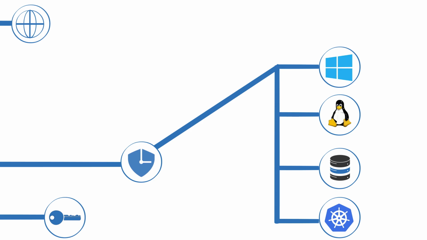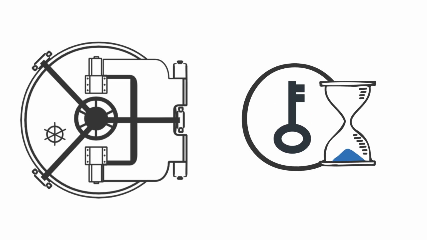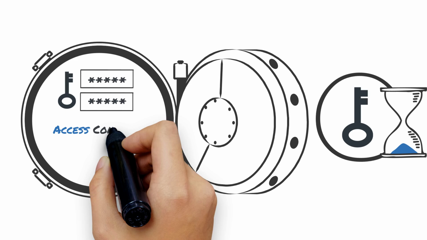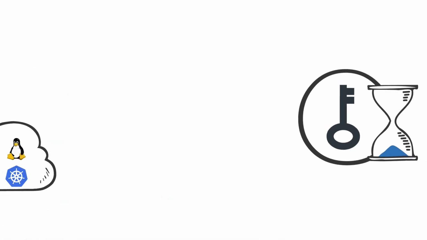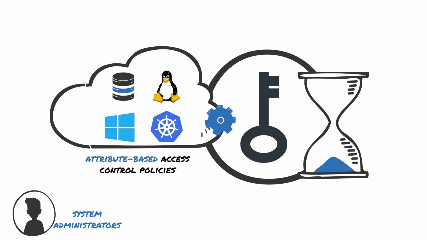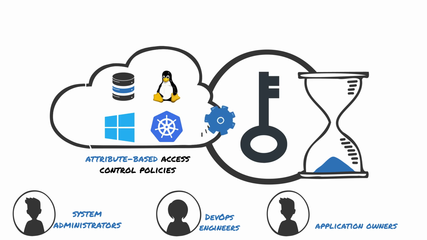Users can securely access target systems using credentials stored in the CyberArk PAM vault, as well as with zero standing privileges. Access to stored credentials is based on your existing access control policies defined by safe permissions in the vault. When using zero standing privileges to access workloads hosted in the cloud, leverage the solution's attribute-based access control policies to dynamically grant system administrators, DevOps engineers, and application owners the right privileges for the right amount of time.